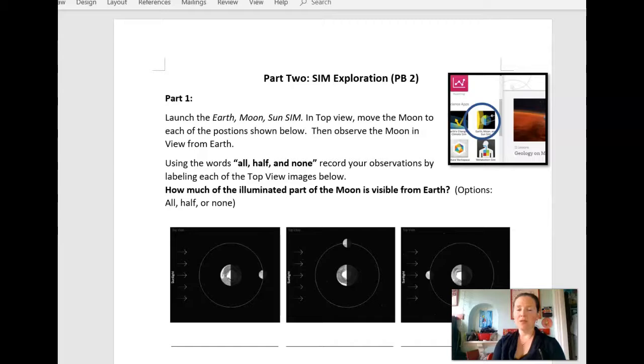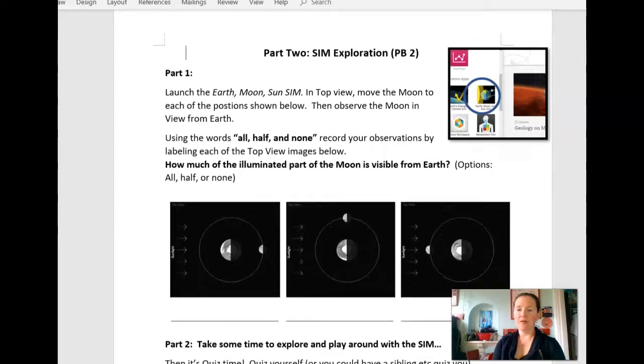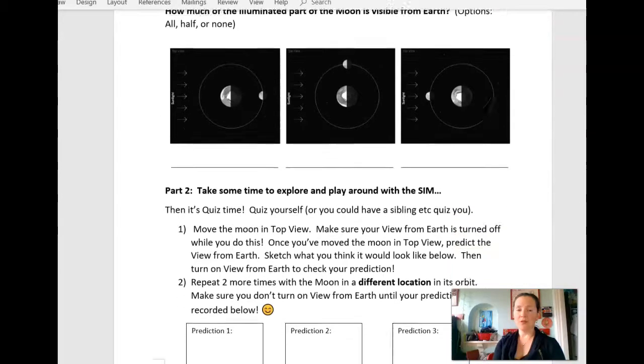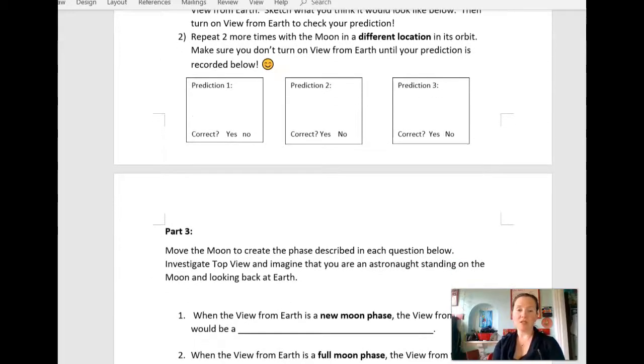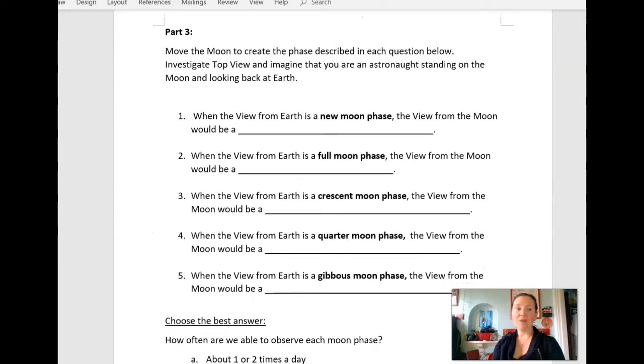Okay, this is where you get to play around with the sim and just some opportunities for you to share your thinking. And the quiz time is really just you checking your understanding. So you make a prediction and then you see, did you get it right? This part 3, this was a little bit tricky for my brain, so I just wanted to take a minute to go over it with you.